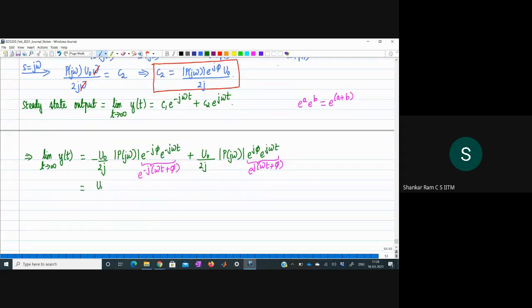You can immediately see that U naught magnitude of P of j omega is now common. So if I take that out, I will have e power j(omega t plus phi) minus e power minus j(omega t plus phi), divided by 2j. Okay, so that's what I have, right? So if I take the term U naught magnitude of P of j omega as common, this is what you have. Now, what is this?